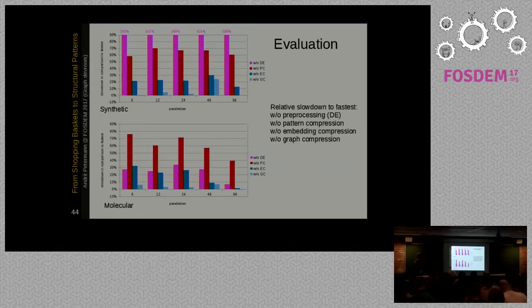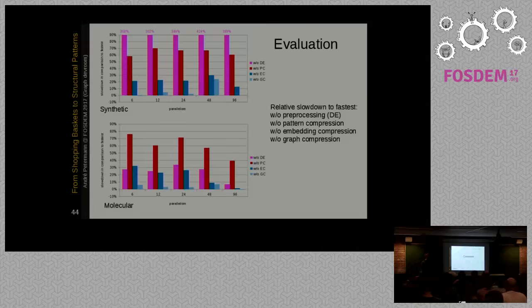by up to 400%. Then we just avoided pattern compression, so we only used the integer representation, which is already like 10 times faster than using strings. This is a notable effect, especially on the molecular database. The embedding compression still has a notable impact, probably due to the serialization time. But graph compression is a little tuning effect, but it's not too much.